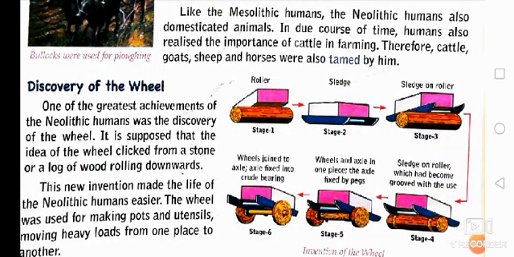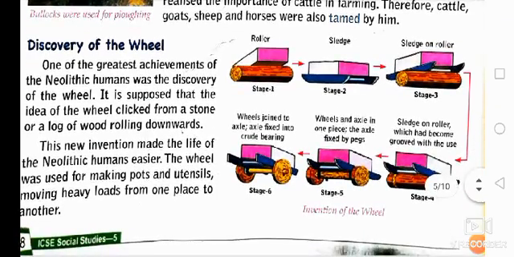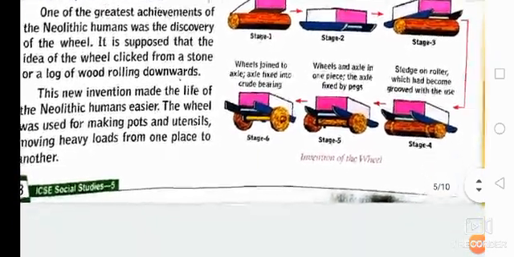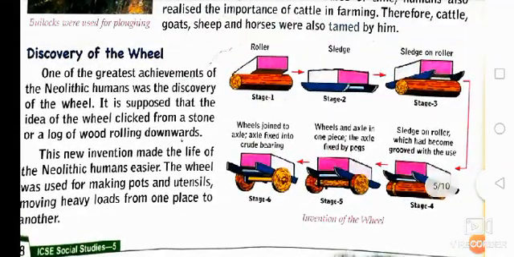The discovery of the wheel. One of the greatest achievements of the Neolithic humans was the discovery of the wheel. It is supposed that the idea of the wheel clicked from a stone or a log of wood rolling downwards. This new invention made the life of the Neolithic humans easier. The wheel was used for making pots and utensils, and moving heavy loads from one place to another. See in the picture.